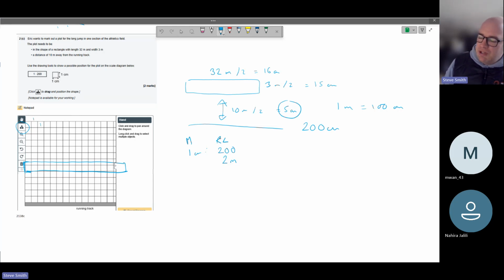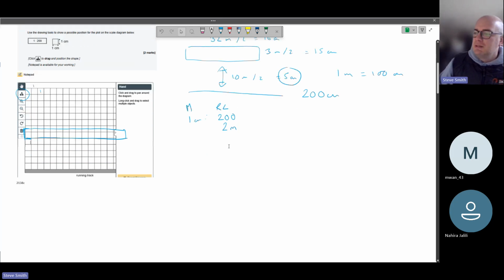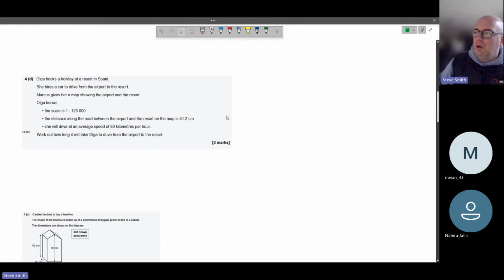And I tend to say real life, purely because you're looking at the left-hand side number is always the map, and then the second number is always real life. So map, real life, and then you can kind of narrow it down from 200 centimeters into 2 meters. And hopefully that one was okay.